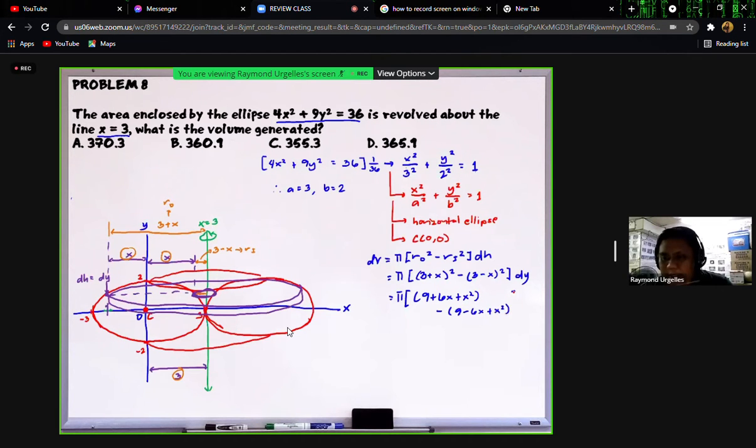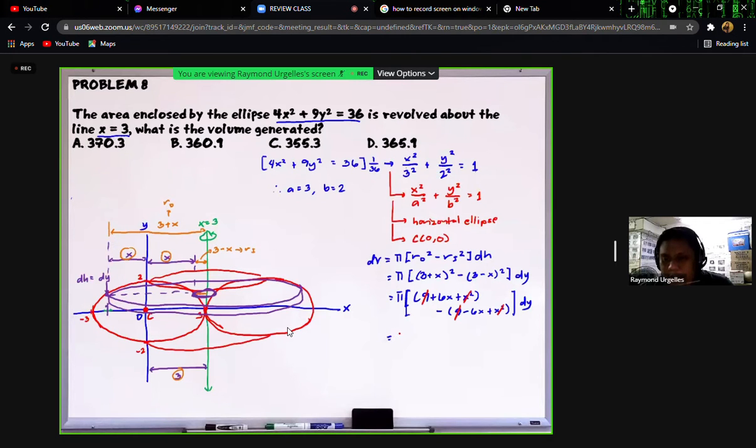Then minus, so you will get 9 minus 6x plus x squared, no? So then, this is multiplied by dy. Diba? So then, 9 minus 9 is 0. So kaya magka-cancel to. X squared minus x squared is 0. Kaya magka-cancel din to. Diba? So 6x minus negative 6x is positive 12x. Diba? So then multiplied by pi, so you will get 12 pi x dy. Diba? So this is our differential area.